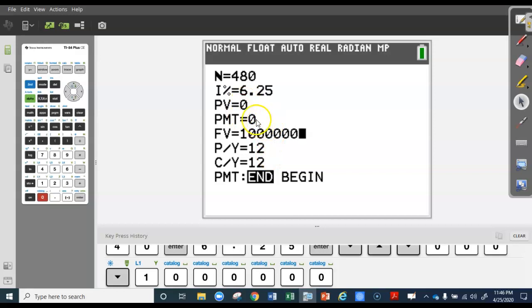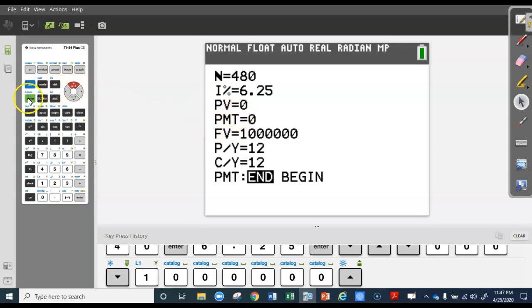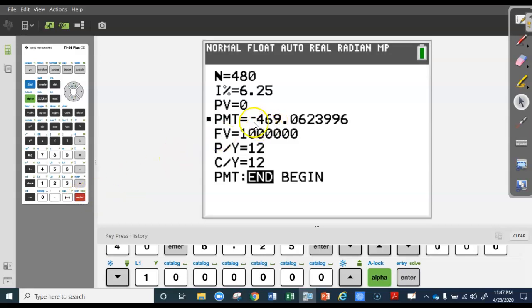And now, what do we want to know? We wanted to know the payment. So we go up to the payment. That has to be the highlighted value. Then we hit alpha, the green button over here, alpha, and then enter. That means solve there. And there it is. And that means you have to put out $469.06 a month. It's pretty simple just to use that. And again, you'd put all those numbers for your work. This is how you'd show your work. You'd put all those numbers in exactly as you see them there to show that that's how you did the problem.